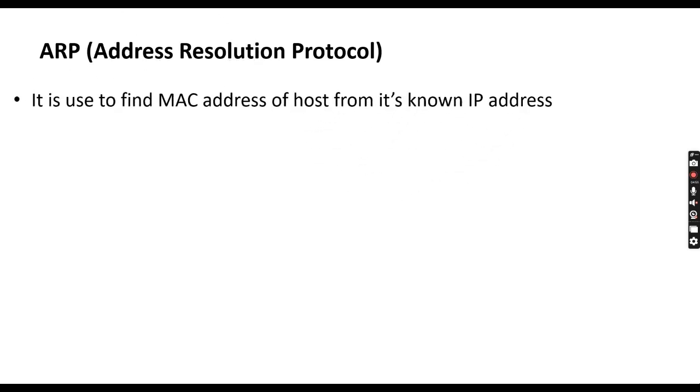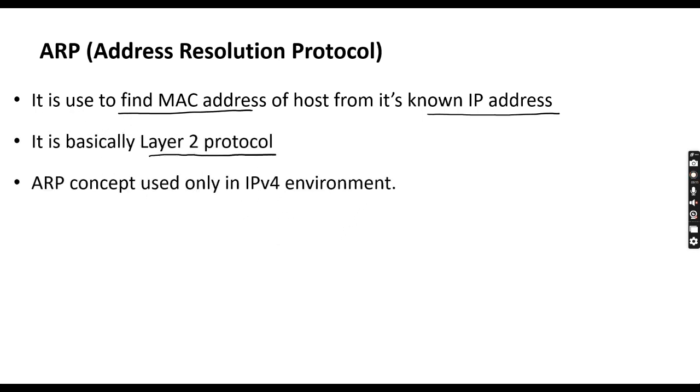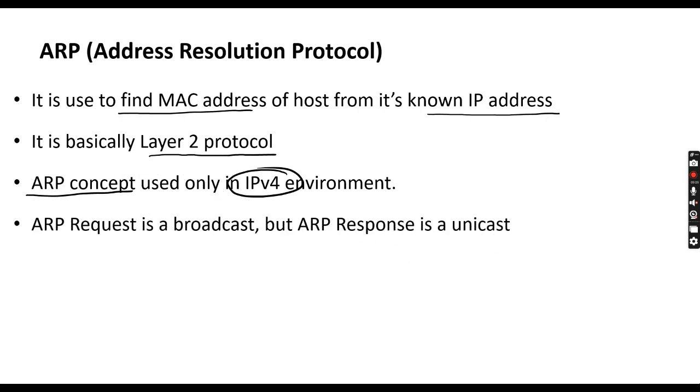So basically ARP, Address Resolution Protocol, is one of the protocols used to find the MAC address of a host by its known IP address. Make sure ARP works on layer 2, the data link layer, and the ARP concept is used within IP version 4 only. There is one more version, IP version 6. We do not have any kind of Address Resolution Protocol in IP version 6. ARP is only in IP version 4.